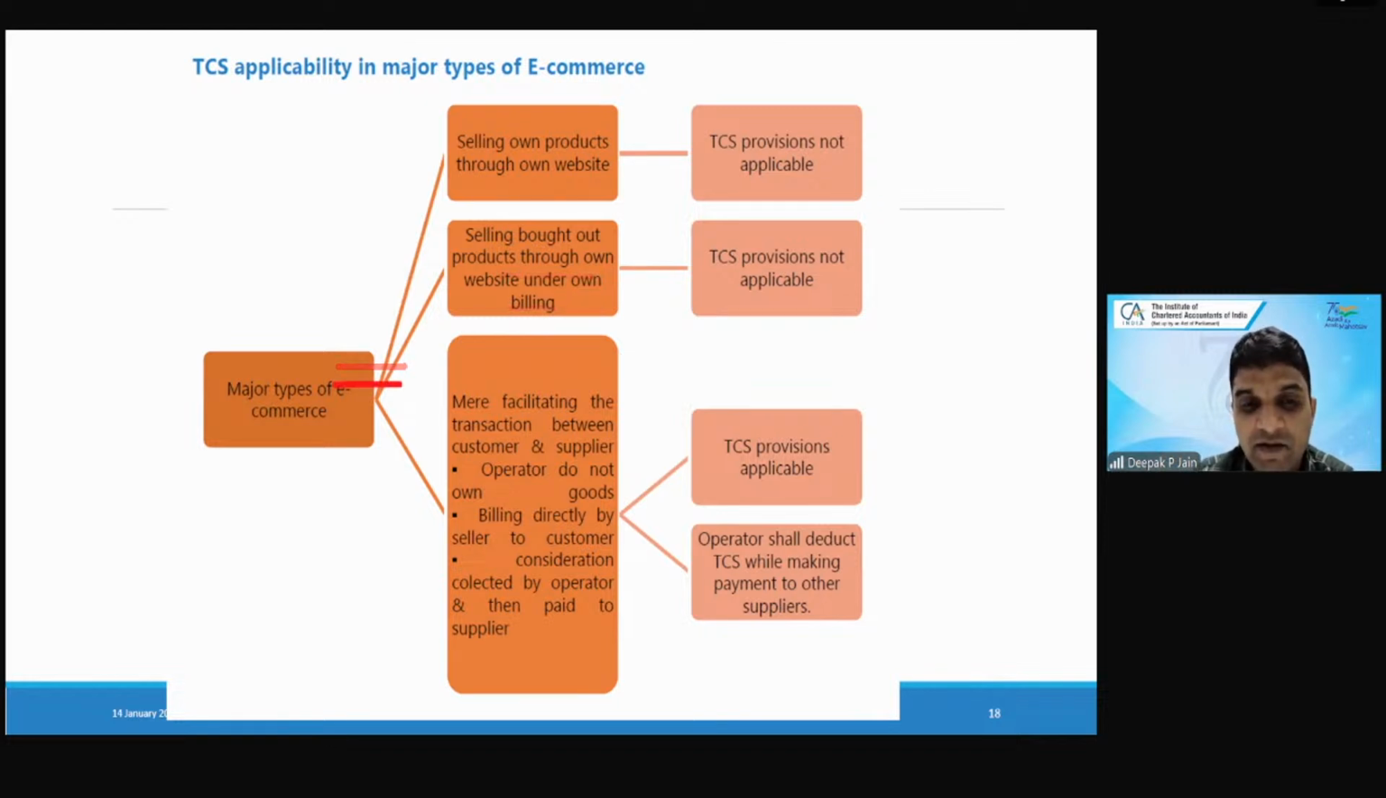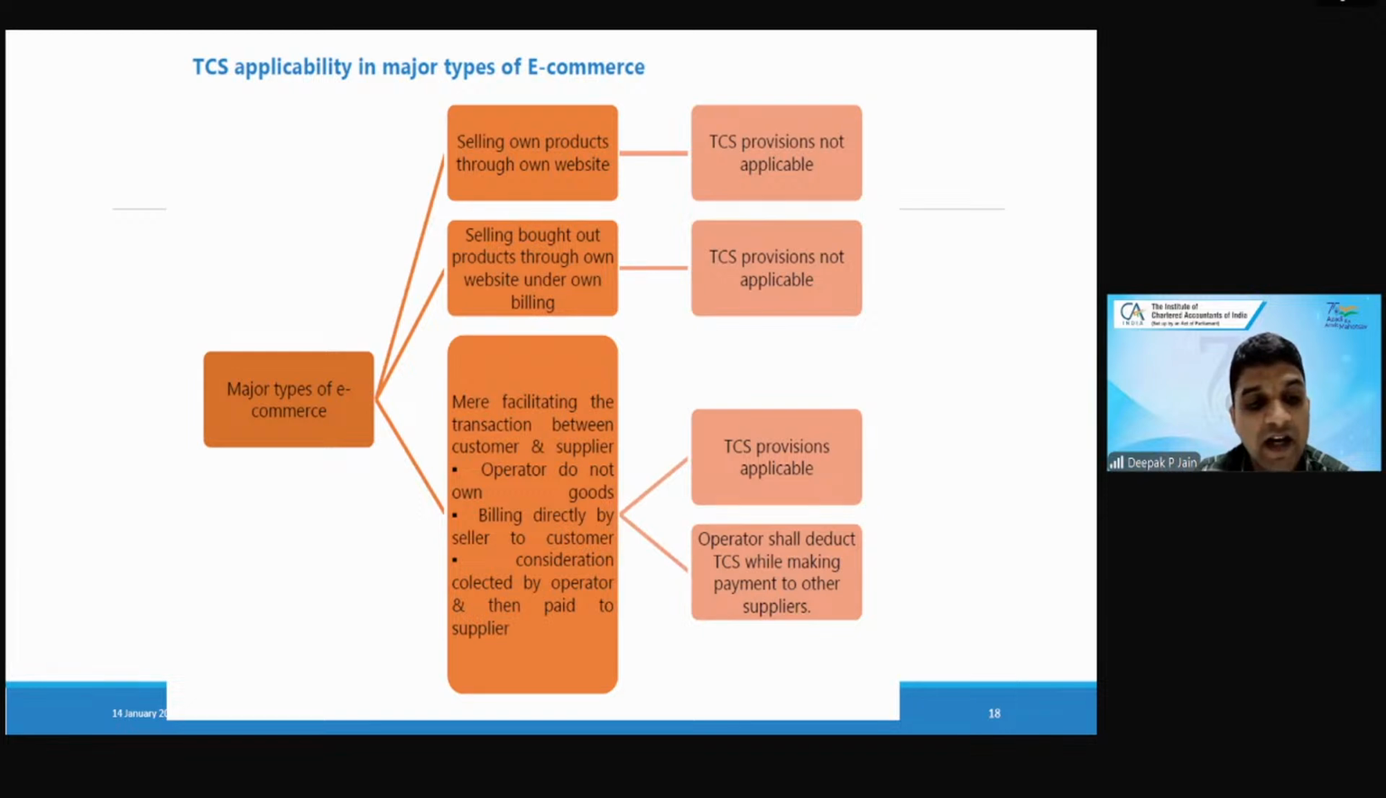and with your own website, again, TCS provisions are not applicable. Mere facilitating the transaction between the consumer and supplier, where the operator does not own goods, the billing is happening directly by the seller to the customer, and consideration is collected by the operator and paid to the supplier. This is, in a nutshell, what we have discussed in terms of TCS: the person is only holding and controlling the supply, and is not the person holding the goods. In this case, TCS provisions will be applicable. The e-commerce operator will deduct TCS while making payments to other suppliers. Wherever the e-commerce operators themselves have to pay, it will not apply. Apart from that, in other cases, they will deduct TCS.